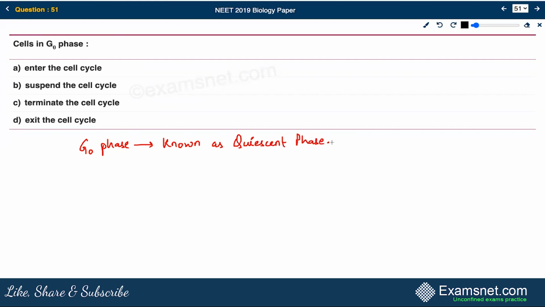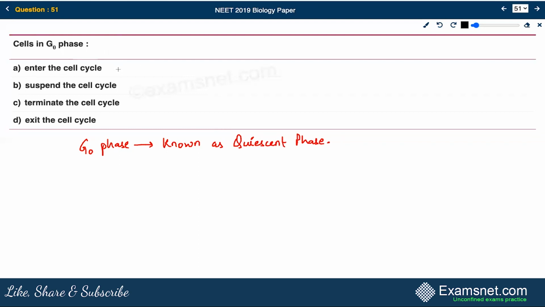It is a phase in which, if there are some cells that do not want to enter the cell cycle division, they directly quit the cell cycle process and enter into this phase, like for example heart cells or neuron cells. These cells do not enter into cell division because they are already in a differentiated state.